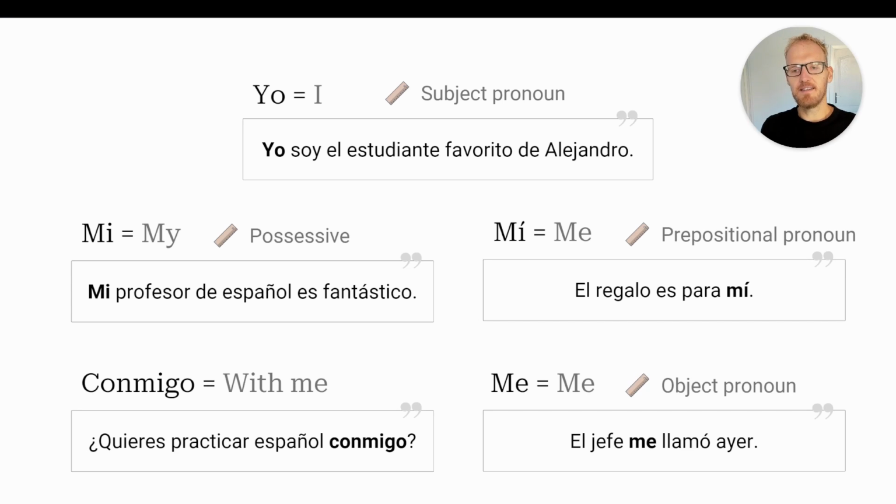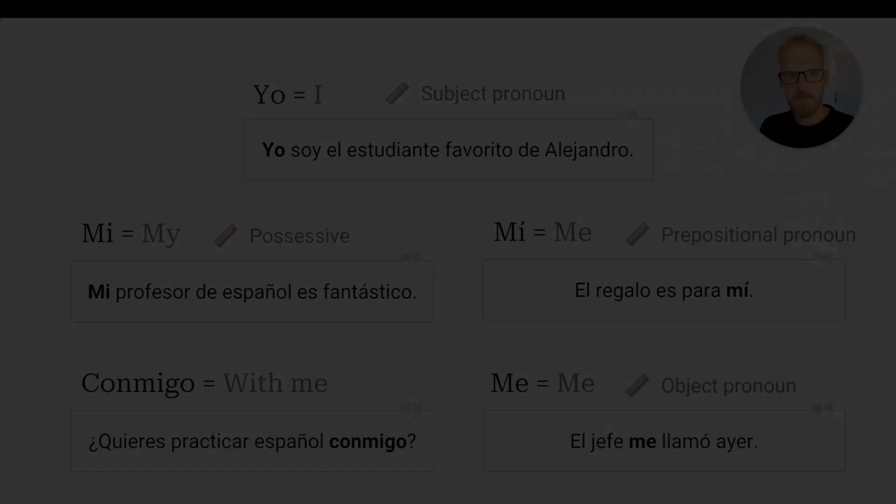And lastly, this me, that is an object pronoun or reflexive pronoun, both direct and indirect. So el jefe me llamó ayer, o me compró un regalo, me levanto temprano. These would be the three ways in which you can use this last one, me. I hope this helped you understand these words a bit better.